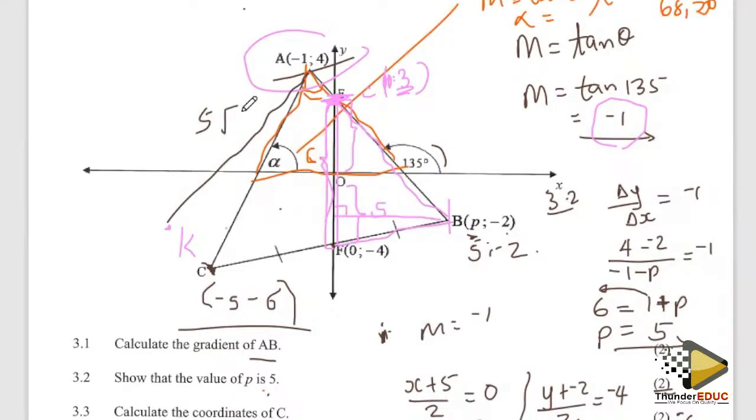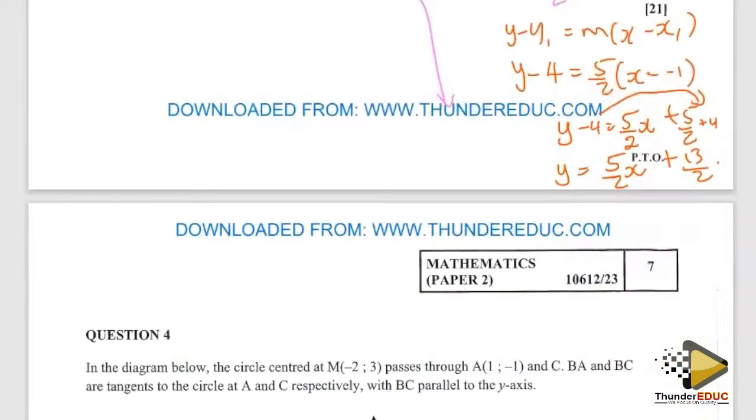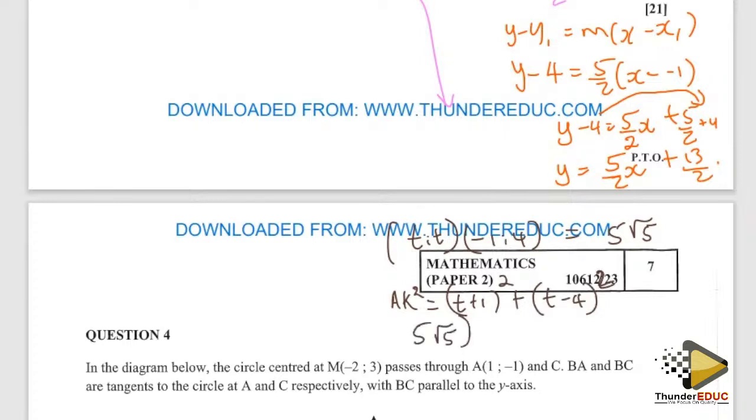So we need to use the distance formula with the coordinates of T and T. I'll just go to the next page. I have my T and T, and then I have my negative 1 and 4 root 5. So from the distance formula, we know that AK squared must be equal to T minus negative 1, which is T plus 1, squared, plus T minus 4 squared. Then that is 5 root 5 squared.